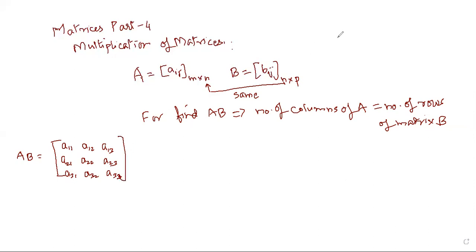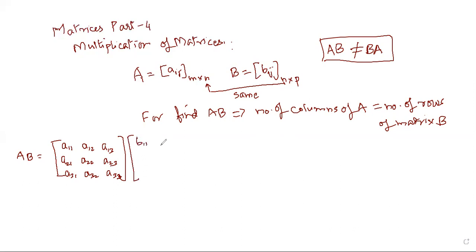One more thing I'll tell you, which we will study in properties of matrices: AB is not commutative. AB is not equal to BA. If you change the order, it will not be equal. Okay, this we will study later on. So for multiplying AB, we have to check the columns of A. Here we are taking the same order, so there is no issue.